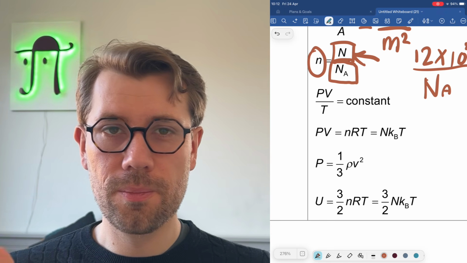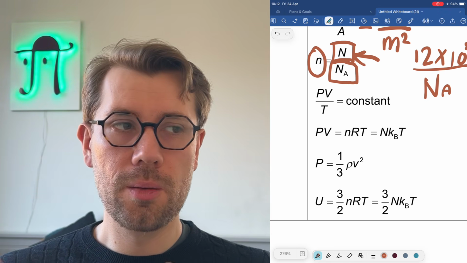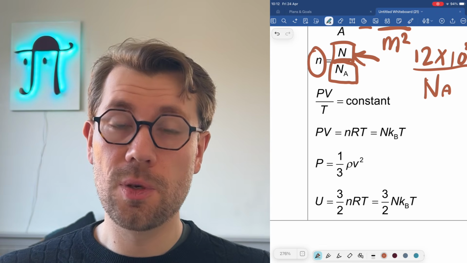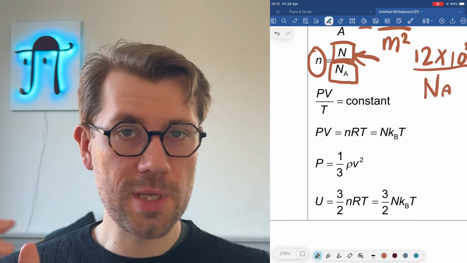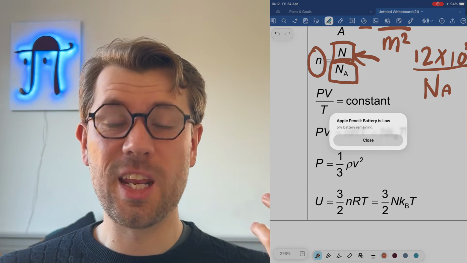In real life, most gases aren't ideal. So we don't just talk about the kinetic energy, we talk about the internal energy, which is the sum of the potential energy from the vibrations and the kinetic energy from its movement.